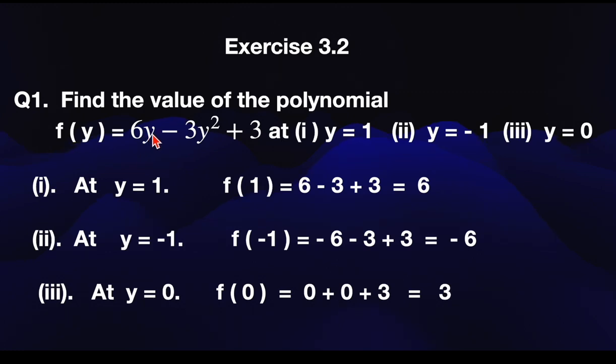So 6 into 1 is 6. Minus 3 into 1 square is minus 3, plus 3, you will get the answer as 6. Similarly, substitute minus 1 here and you will get the answer as minus 6. And y = 0. So here if you put 0, this becomes 0. This also becomes 0. What we are left with is 3.